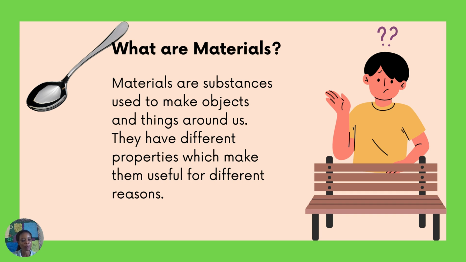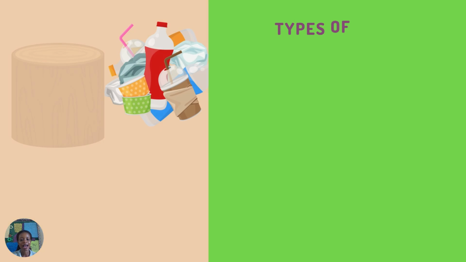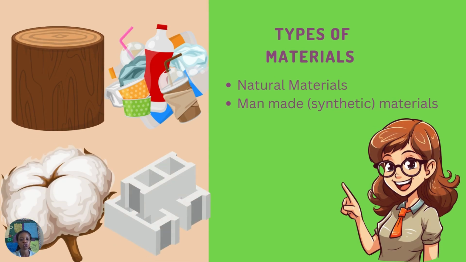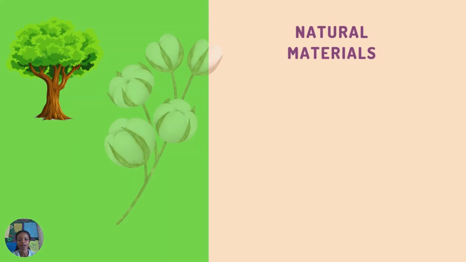Now, what are the types of materials we have? We have two types of materials. The first type is natural materials, and the second one is man-made or synthetic materials. You can either call them man-made or synthetic materials. So those are the two types of materials we have.